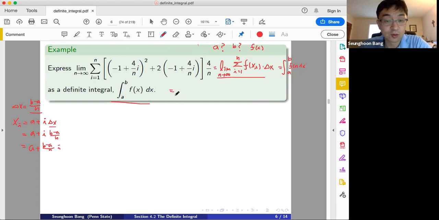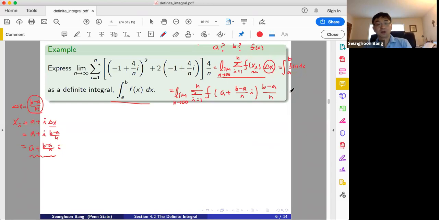This one is the same as the limit as n approaches infinity, summation i equals 1 to n, f of, only replace xi by a plus (b minus a) over n, so here a plus (b minus a) over n times i, times delta x. Delta x is here, (b minus a) over n. Like this. It's good?